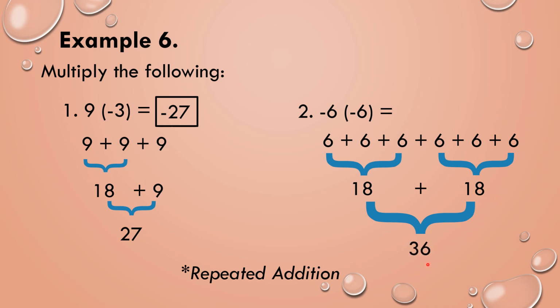Again, hindi pa yun yung final answer. I-review natin yung given equation. Negative 6 times negative 6. Pareho silang negative, therefore, the answer must be positive. Negative 6 times negative 6 is equal to positive 36. Same sign, positive. Different sign, negative.